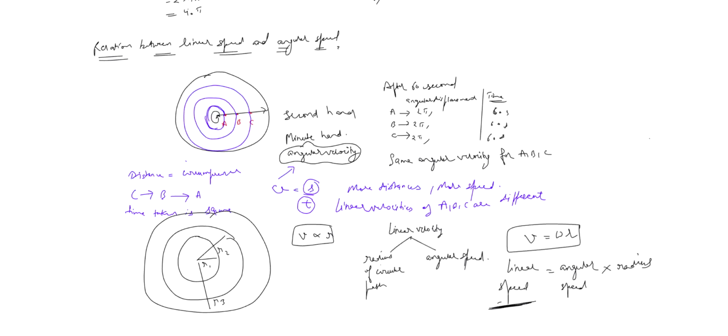In vector form, it is not in our syllabus, but this is all represented in vector form also. Linear speed we are writing because we are writing for magnitude only, but otherwise it is represented in vector form also. But vector form is not in our syllabus. So here we are writing for the magnitudes only, because if we have to write in vector form, we need to define the vector product.